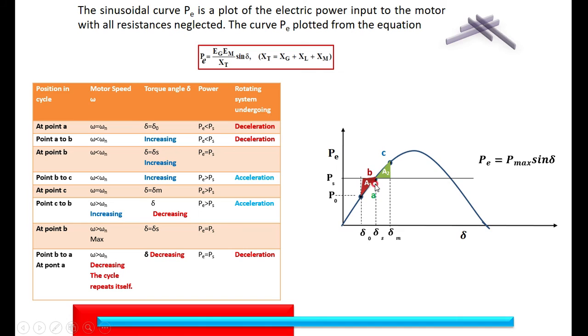Here from delta naught to delta s, Ps is greater than P, therefore it is Ps minus P. When we are moving from B to C, that is area A2, the electrical input is greater than the mechanical output, so it is P minus Ps, and the change in the angle is from delta s to delta m. Therefore the area under the accelerating curve and the area under the decelerating curve must be equal.